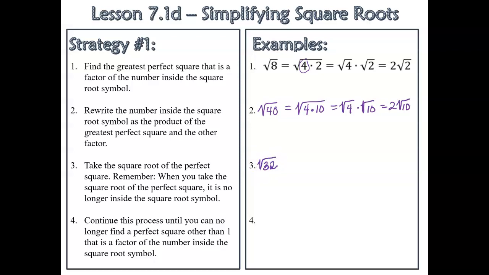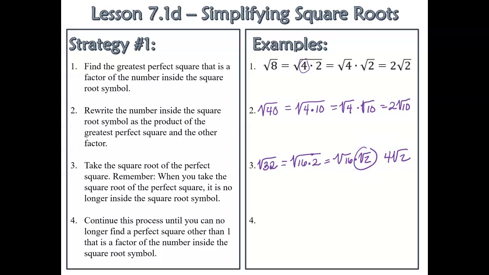Let's try another. Be patient with yourself here. 32. I'm thinking about the factors of 32, and I'm looking for perfect square factors. I can think of 16. You want the greatest perfect square factor that you can find, times 2. 16 has a perfect square root of 4 because 4 times 4 is 16. So I'm going to pull one of those 4's to the outside, and then leave my 2 on the inside because that's not a perfect square factor.